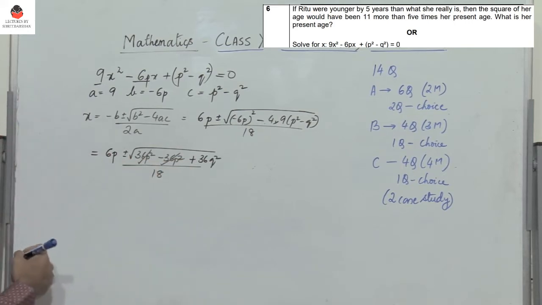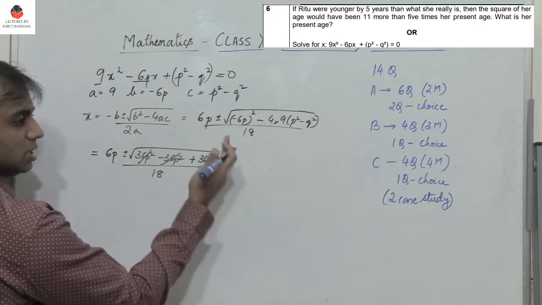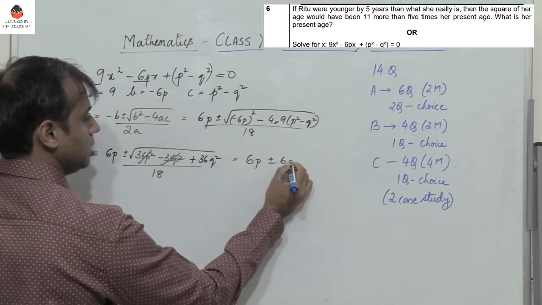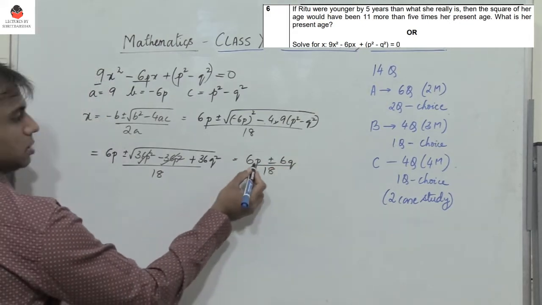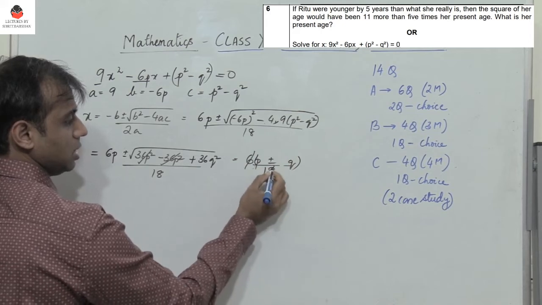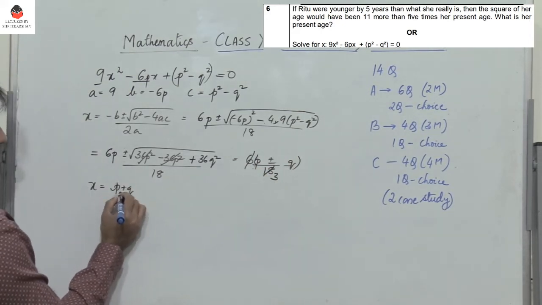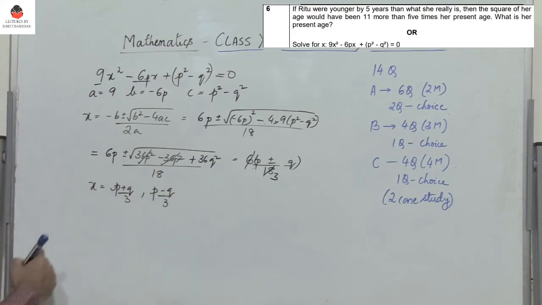So 36p square and minus 36p square get cancelled. 36q square under root will give me 6q. So I have 6p plus or minus 6q divided by 18. So if I take 6 common, 6 3s are 18. So we are left with x equals p plus q by 3 and p minus q by 3. So very simple problem.